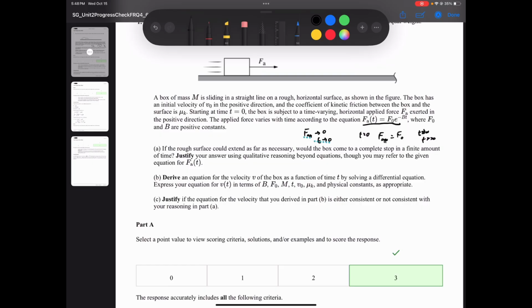This goes back to what I was saying earlier. e raised to negative infinity is 0. e raised to 0 is 1. And that's how you want to understand what these equations are saying.